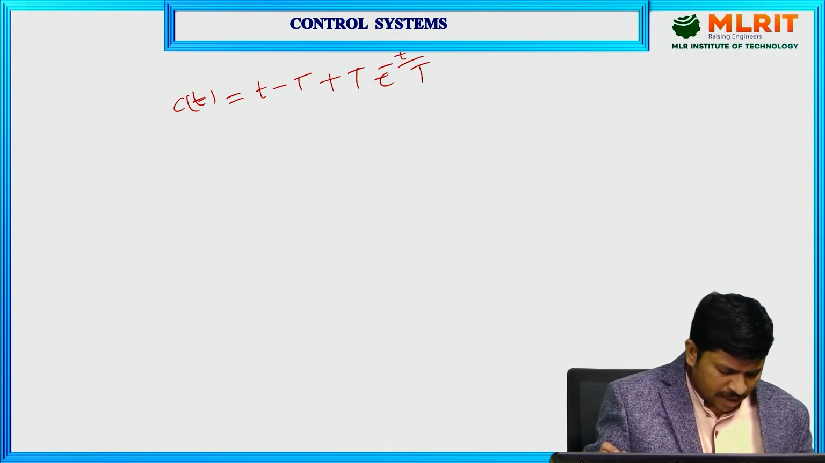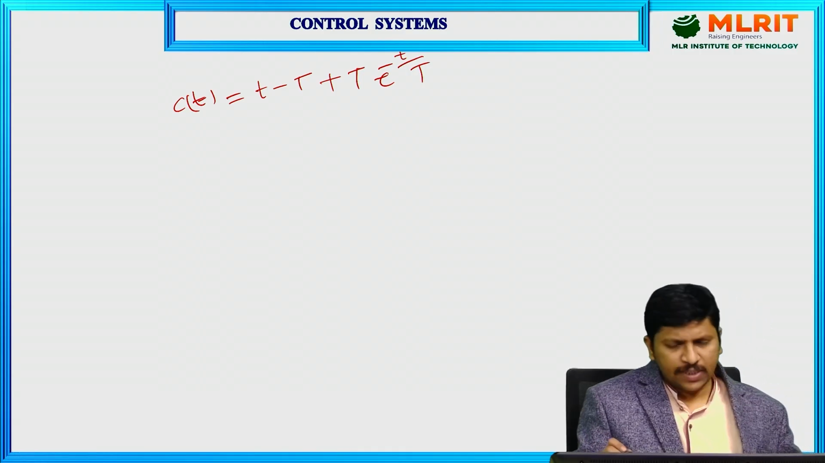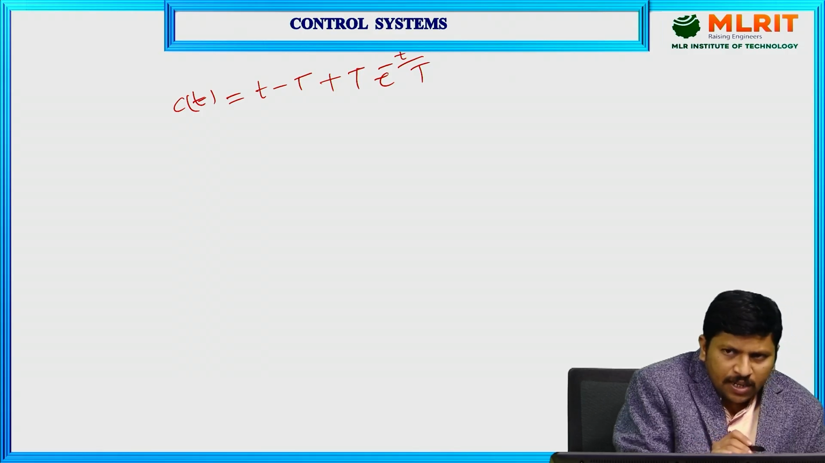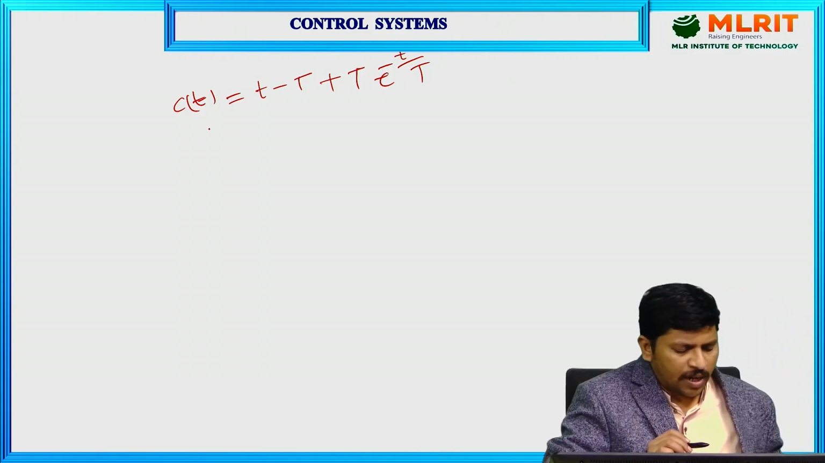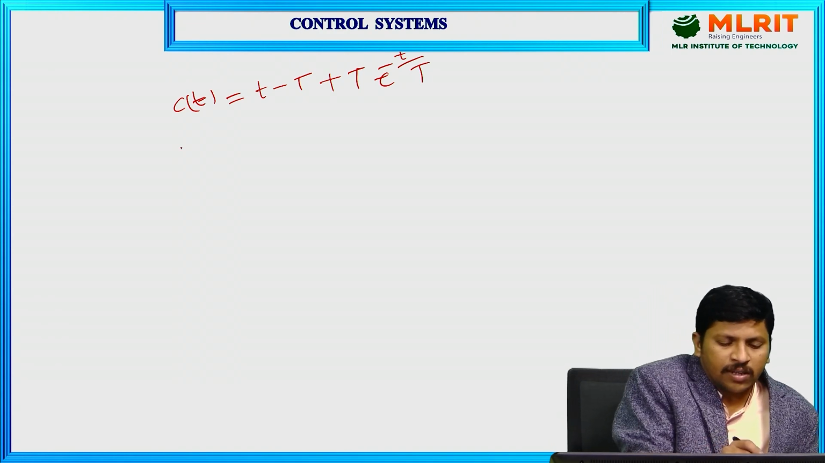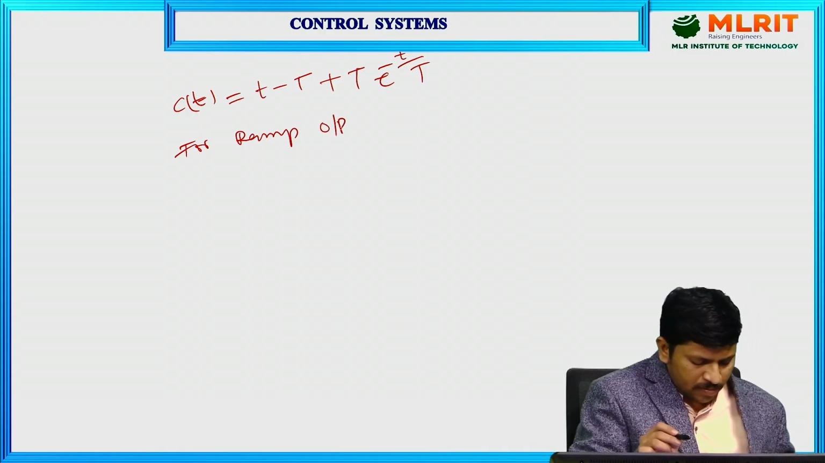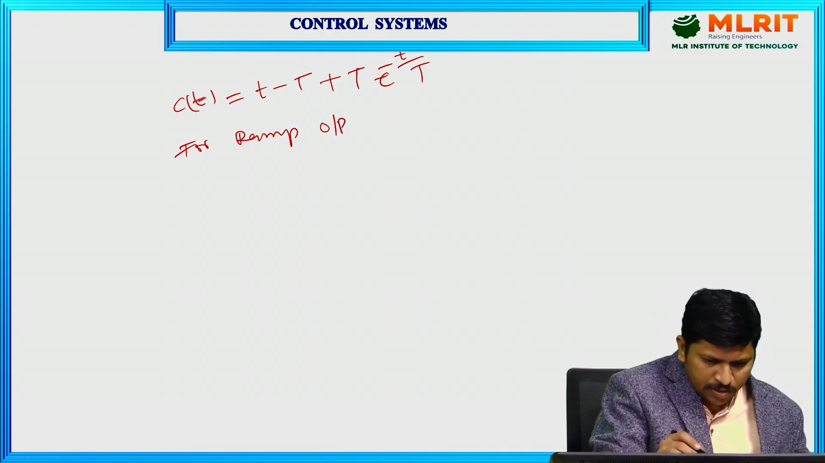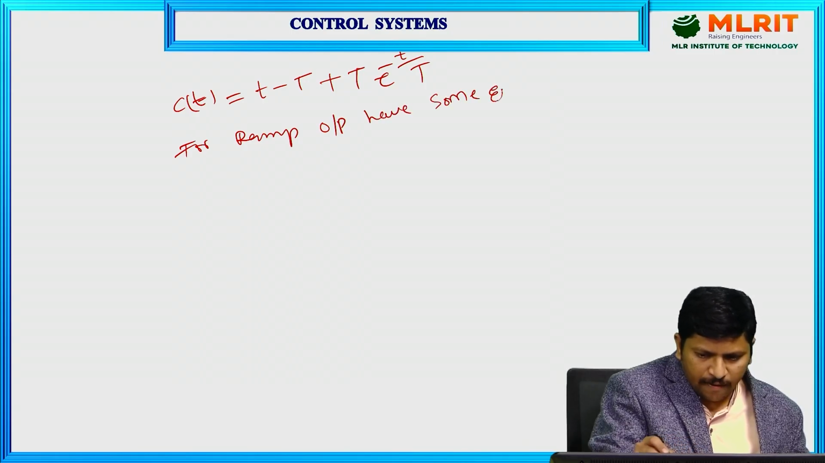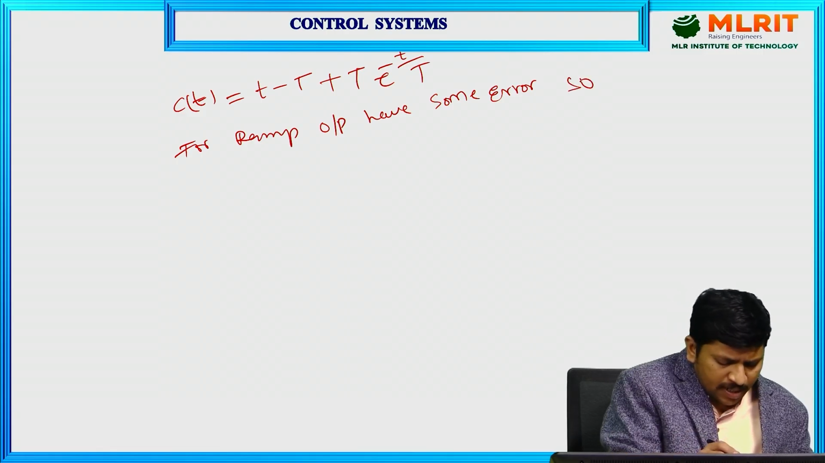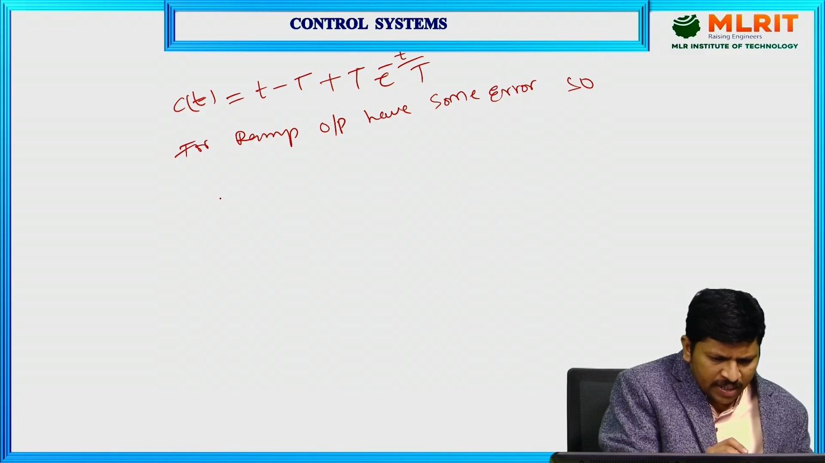Next, for the ramp output, we have some error, right? Here, see, this is the ramp signal. In the ramp signal, we have some error. So I am going to consider the error signal, or the error in the ramp output.